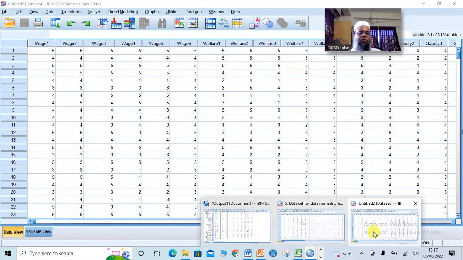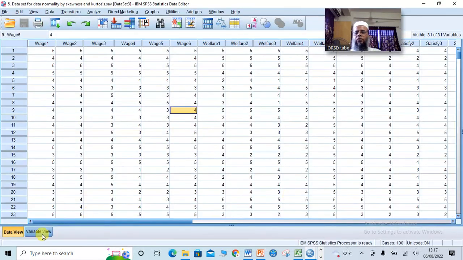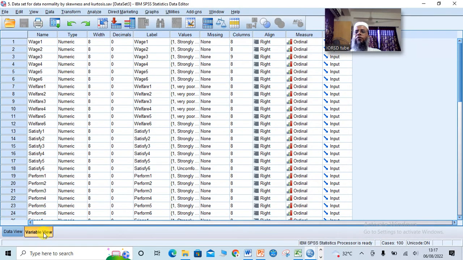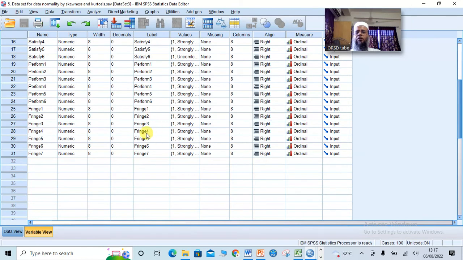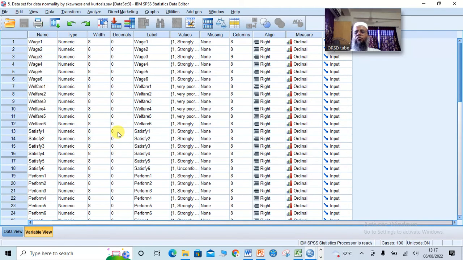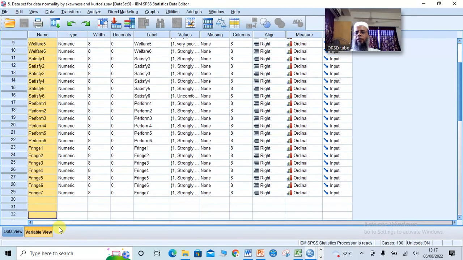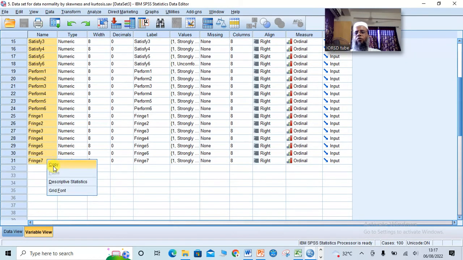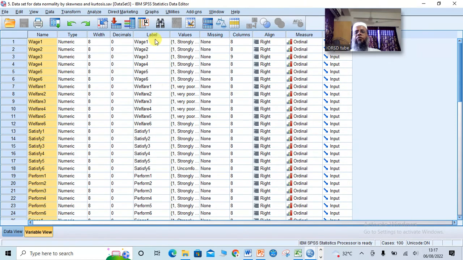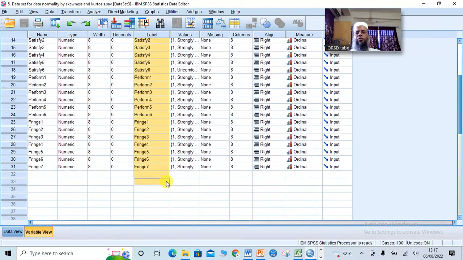However, I am going to see your issue in variable view. See, maybe you have changed something here. See, in variable view here, Fringe 7. I think you just copy this one, and paste here in variable view. Then I think there will not be any issue.